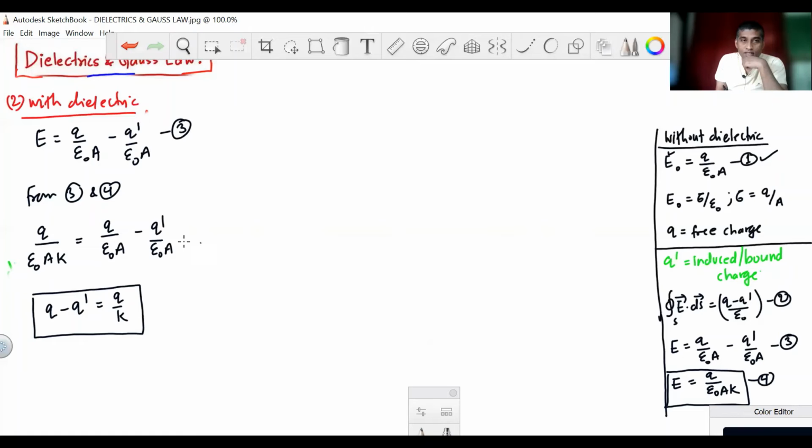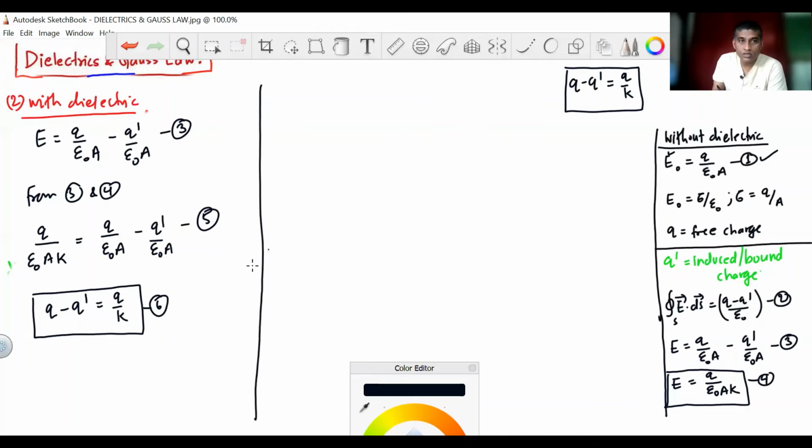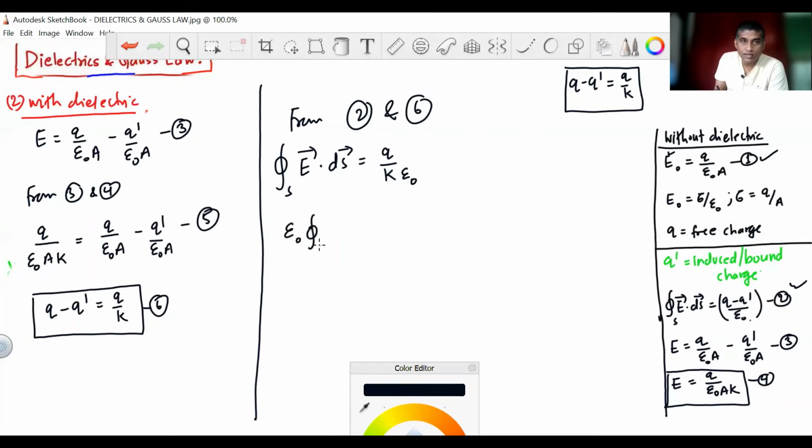So I'm writing this relation over here. Q minus Q dash equals Q by K. Let us call it equation 5. So this is equation 6. Now from 2 and 6 we have this. Q minus Q dash is Q by K, and we have epsilon 0 in the denominator. So we can write it in this way.